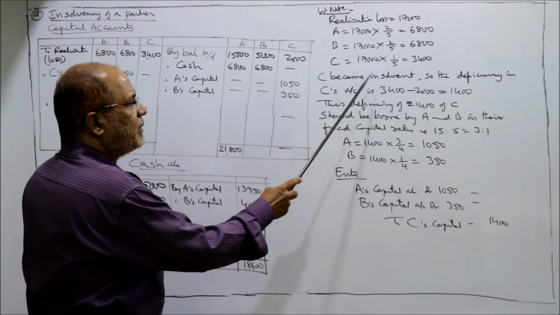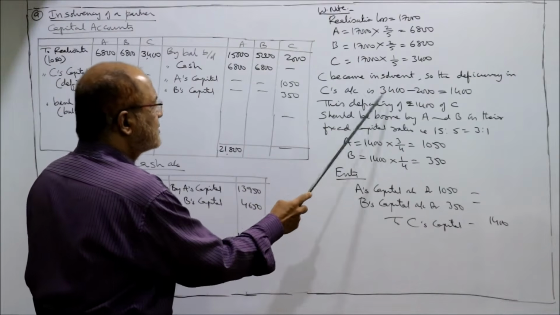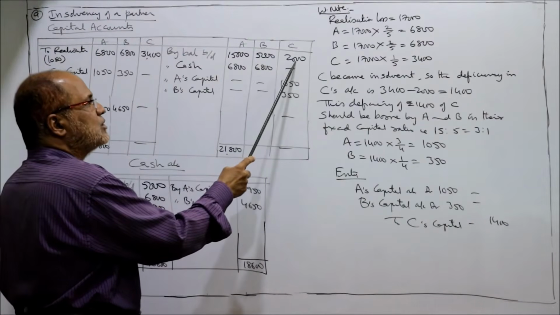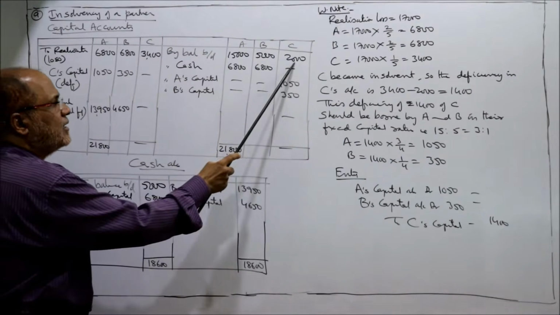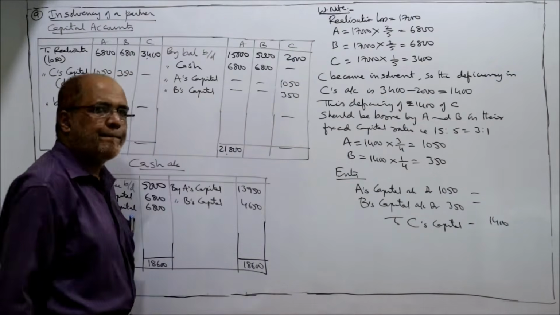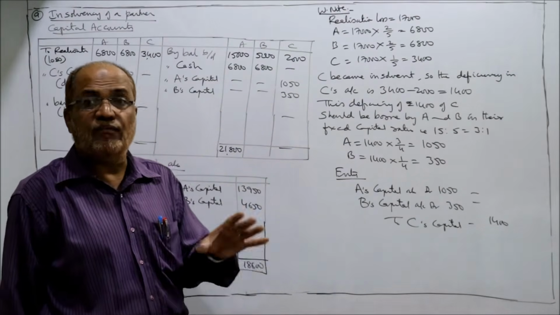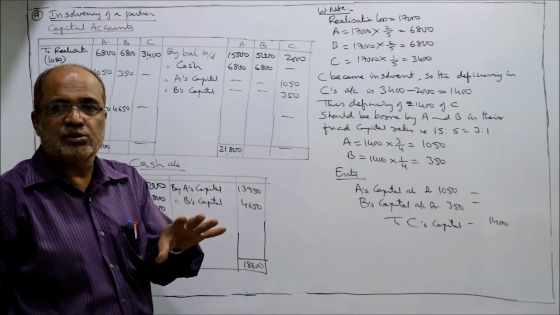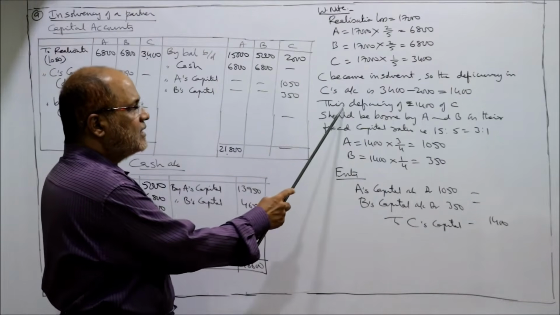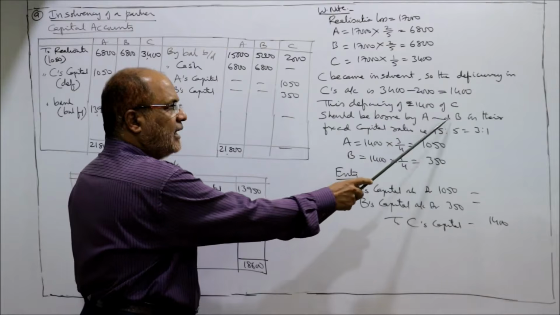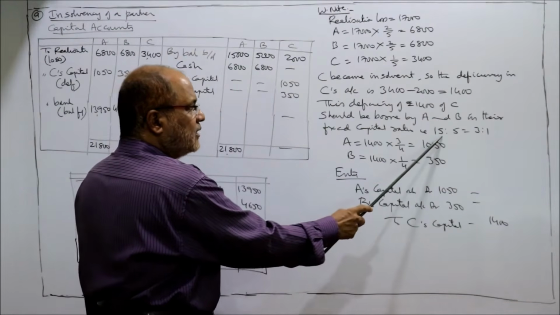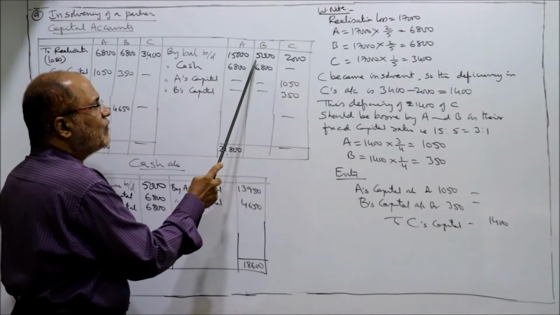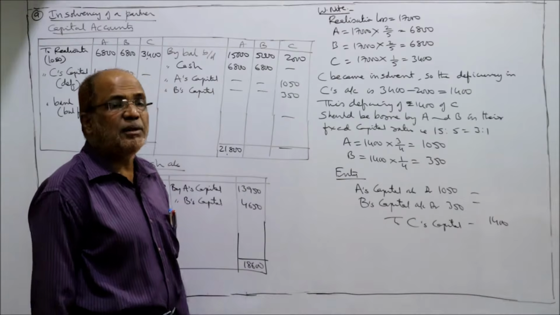Now how much is the deficiency? C became insolvent, so the deficiency in C's account: on the debit side we have 3,400 and on the credit side we have only 2,000. So 3,400 minus 2,000, 1,400 is the deficiency in the account of C. He cannot bring anything. Now this deficiency loss of 1,400 has to be borne by the solvent partners. This deficiency of 1,400 of C should be borne by A and B in the fixed capital ratio, that is 15:5, capital 15,000 and 5,000. So 15:5 is 3:1, 3/4, 1/4.